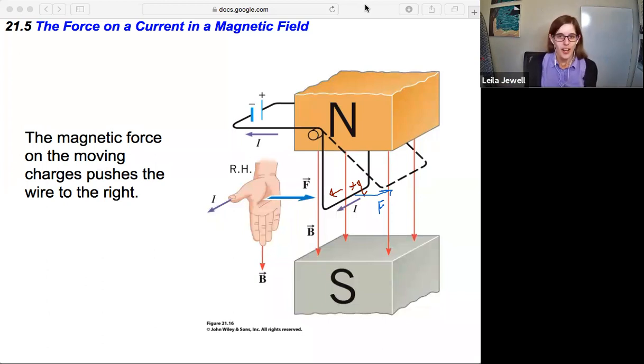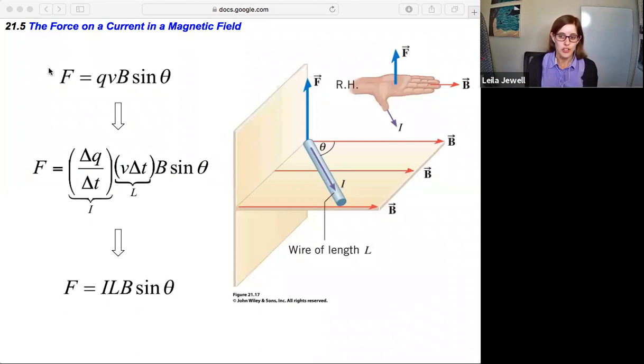How can we say this mathematically? How can we describe how the current carrying wire also experiences a magnetic force? To do that, we're going to look back at our equation of the force that a charge feels from a magnetic field. So this is one of our key equations of the chapter. The charge times the speed of the charge times the magnetic field times sine of the angle between them.